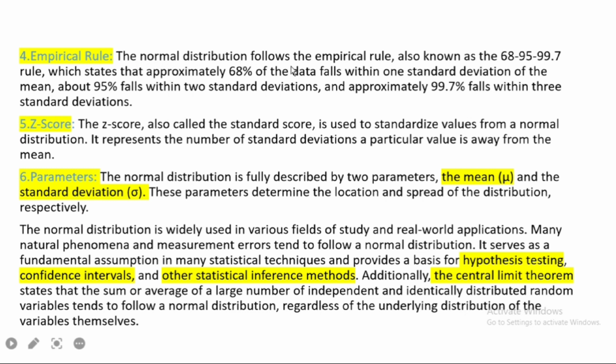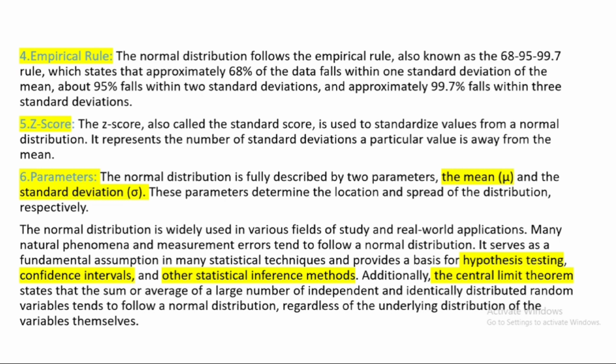The normal distribution follows the empirical rule. Number 4, empirical rule. Also known as the 68, 95, 99.7 rule, which states that approximately 68% of data falls within one standard deviation of the mean, about 95% falls within two standard deviations, and approximately 99.7% falls within three standard deviations.